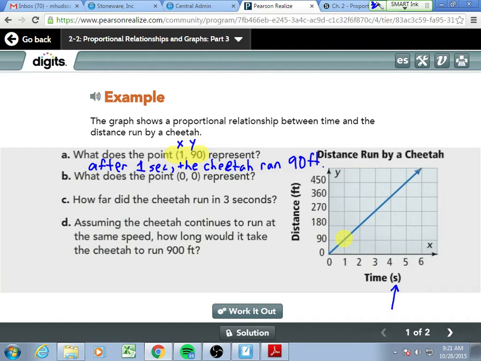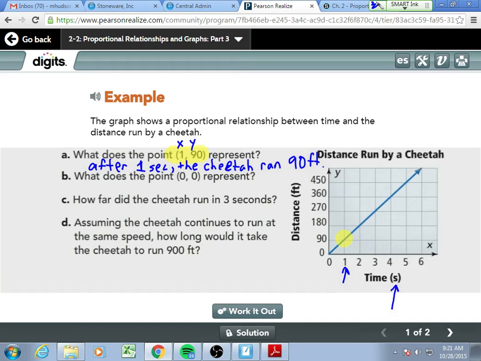Did you say that this is like the unit rate? That point is because it's for 1 second. So yeah, very good identification there. So the unit rate of the cheetah would be 90 feet per second. So in 2 seconds it would run 180 feet. So in 2 seconds he'd run 180. And it's proportional. So look at B.